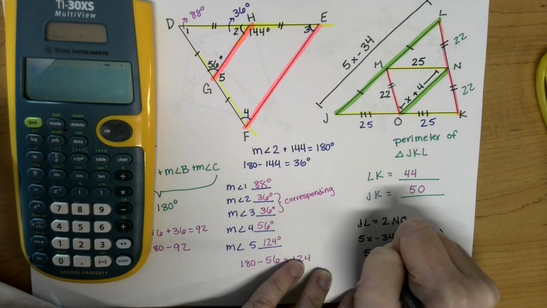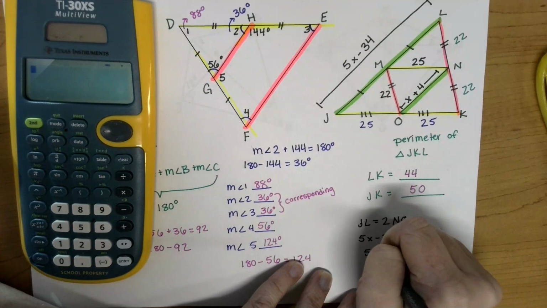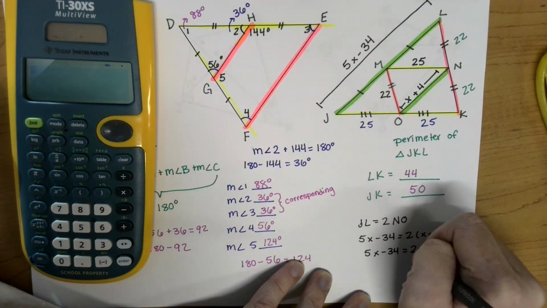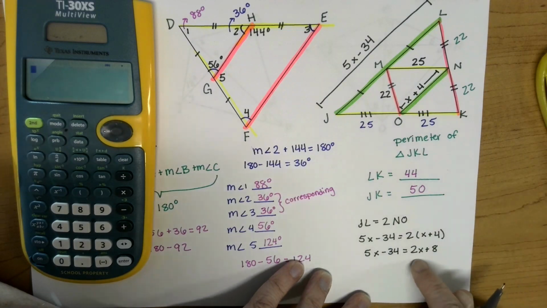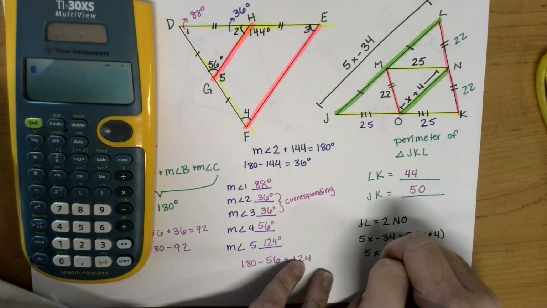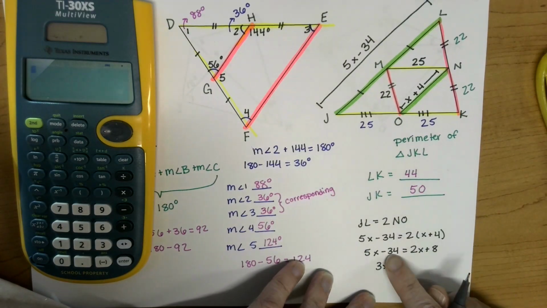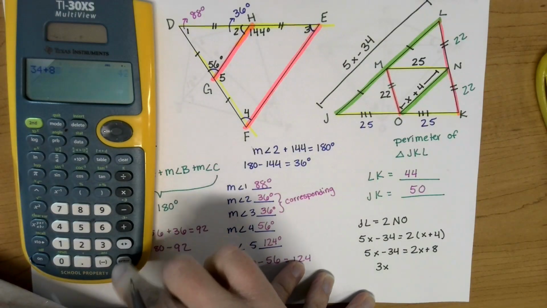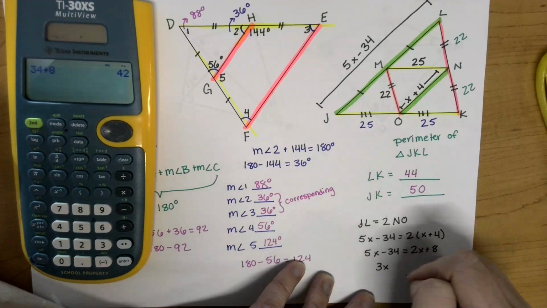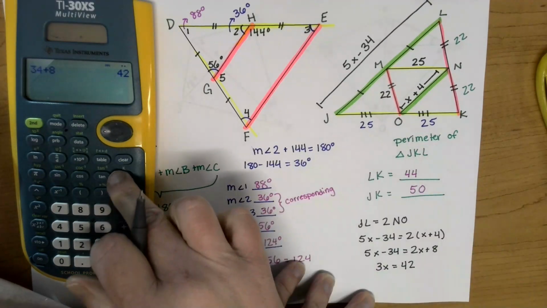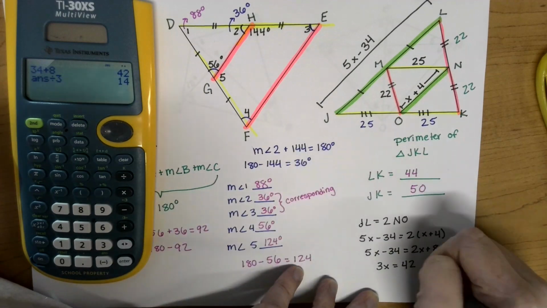And we're just going to start simplifying. So we have 5x minus 34 equals 2x plus 8. Okay, we're going to subtract and get 3x. I'm going to add 34 and get 42. Divide by 3, and x is 14.